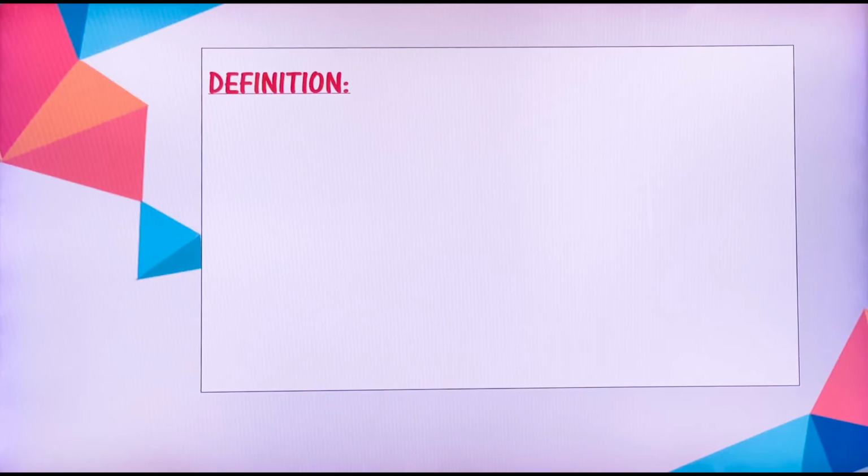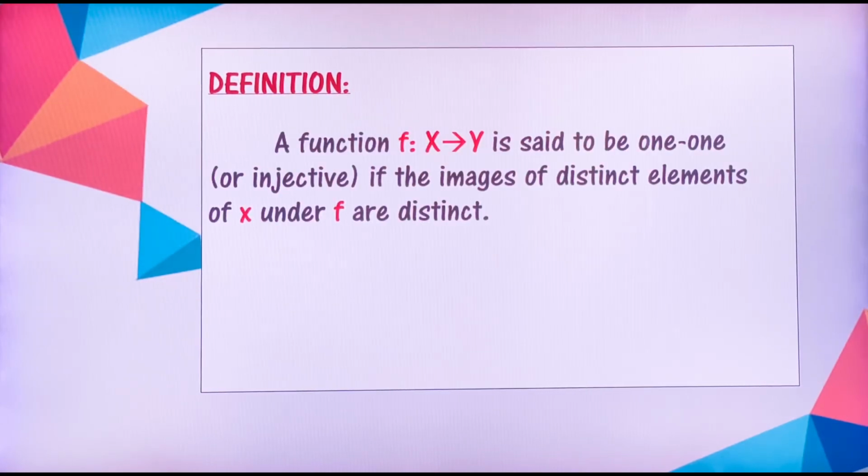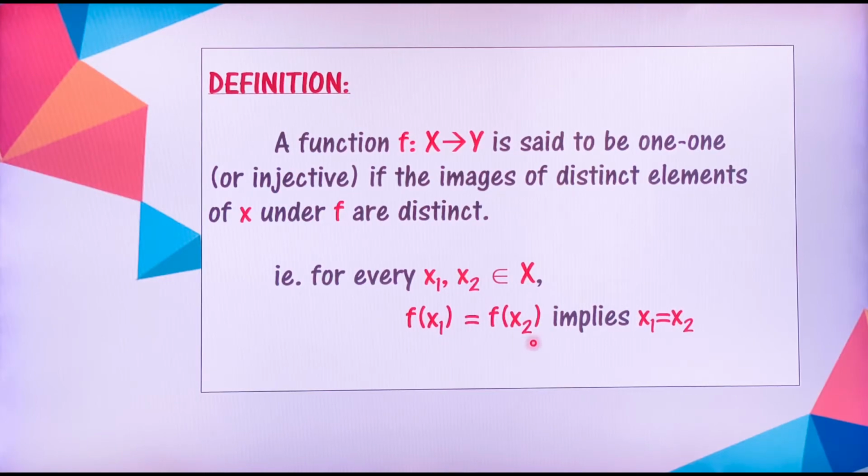Now let us define one-one function. Definition: a function f from X to Y is said to be one-one or injective if the images of distinct elements of X under f are distinct. That is, for every x1, x2 belonging to X, f(x1) equals f(x2) implies x1 equals x2.